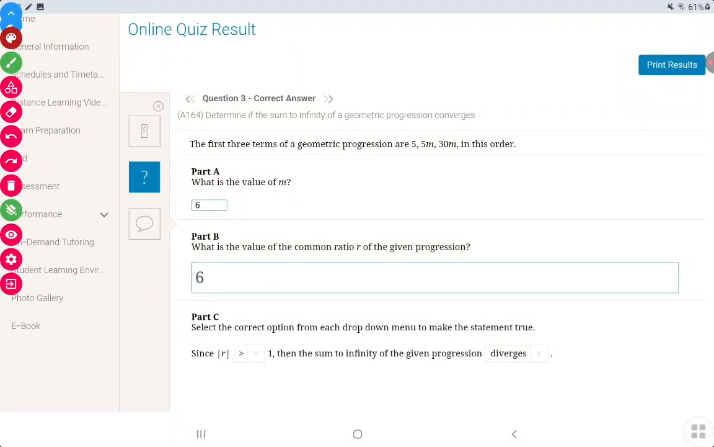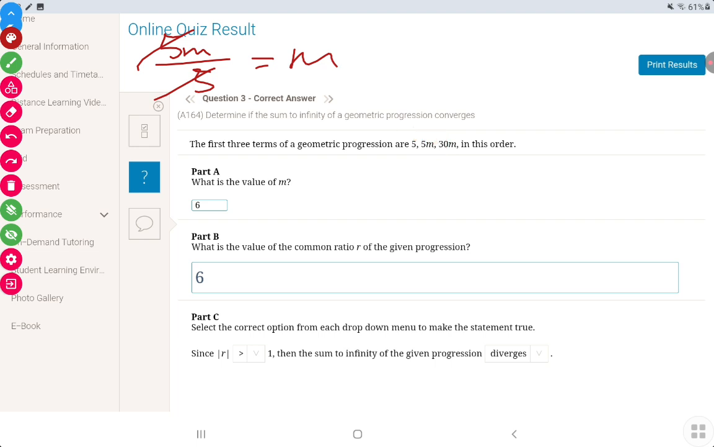Okay, they told us the first 3 terms of a geometric progression are 5, 5m, and 30m. So they want the value of m. The easiest way to find m is to find the ratio. So to find the ratio, you take any 2 terms and you divide them by the other, so by the one before it. So 5m divided by 5 is going to give us m. We're trying to find m.